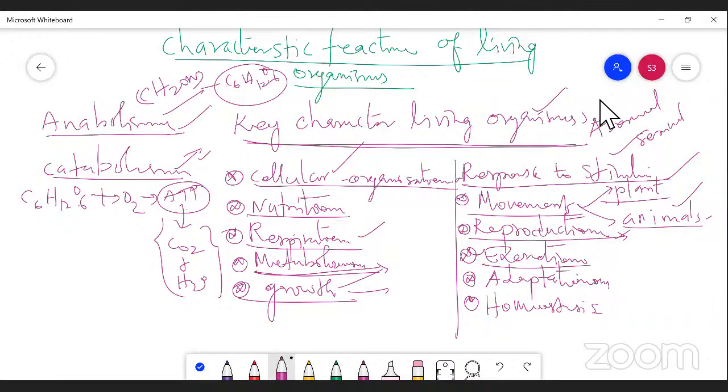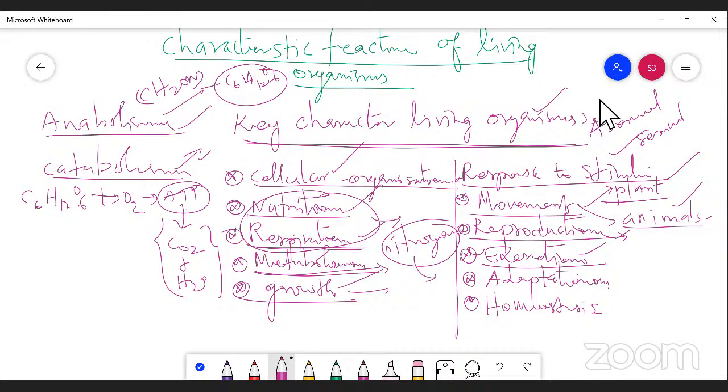Next one is excretion. What is excretion? Animals carry out nutrition and respiration. Through these two events, waste material is produced in the animal body cells and the plant body cells. This waste material must be eliminated from the organism's body to the outside. The waste material present in animal bodies and plant bodies is nitrogenous waste. So the process of eliminating nitrogenous waste is called excretion.